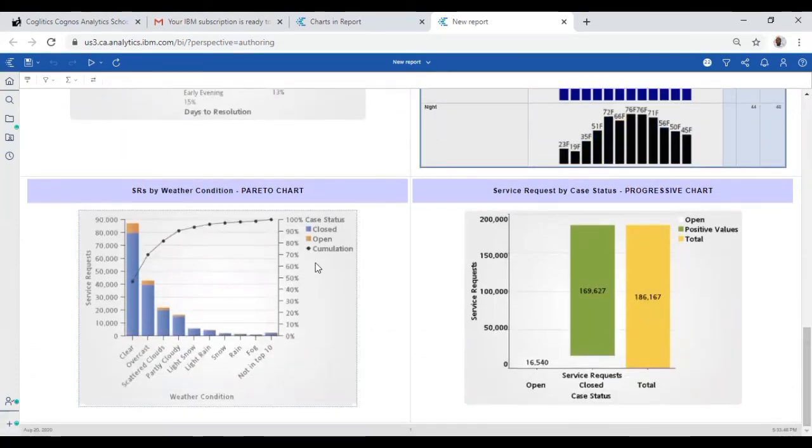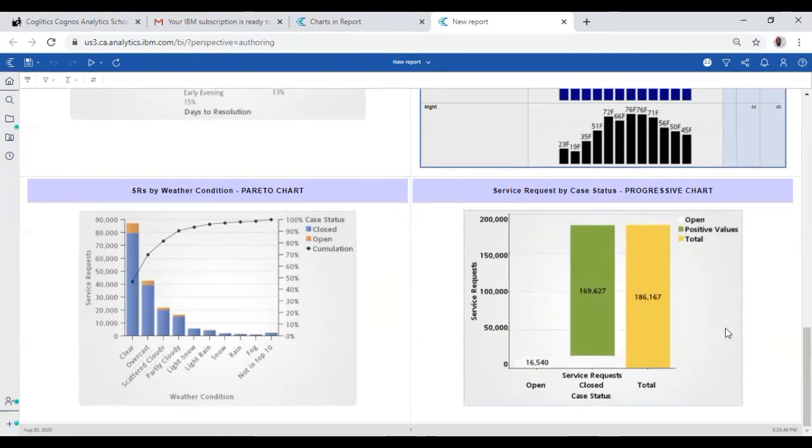The penultimate chart here is the Pareto chart that is showing the service request by weather condition as well. You can see these are the weather conditions, that is the x-axis here, while the service request is the y-axis. Then I've also segmented it to be open or closed. So that is what we're having. It's telling us that most of the service requests that we have are closed. We only have a few that are still open as at the time that we are creating these metrics.